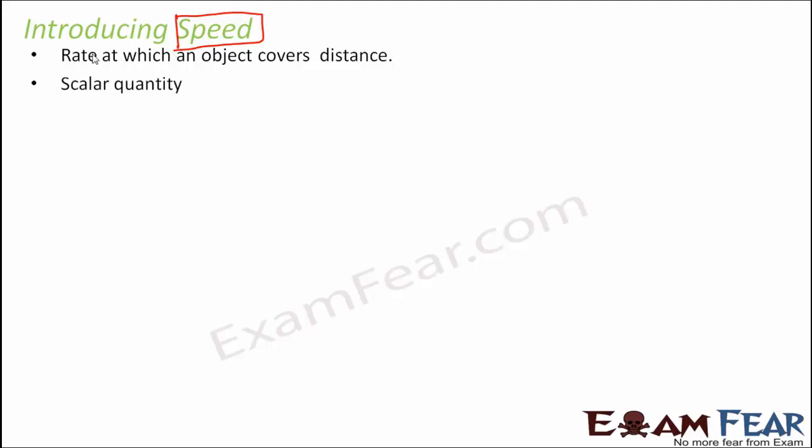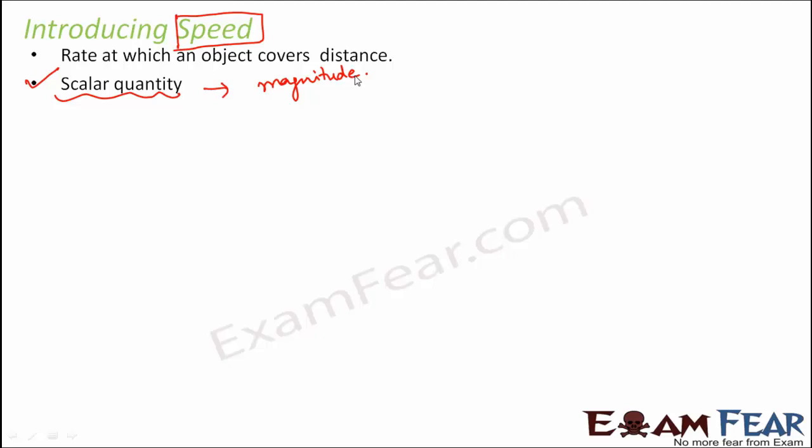Speed is a scalar quantity. What is a scalar quantity? It is a quantity which only needs magnitude for its definition, that is, just a value. So we say the speed of a vehicle is 5 meters per second. That's the speed. We do not need any direction. These types of quantities are called scalar quantities. You will learn more about scalar and vector quantities in your higher classes.